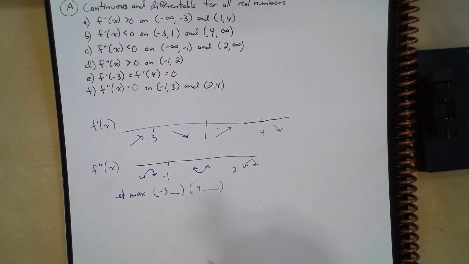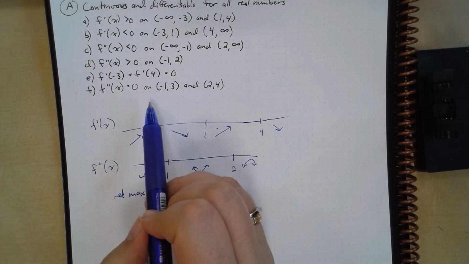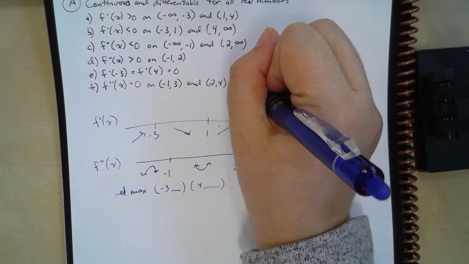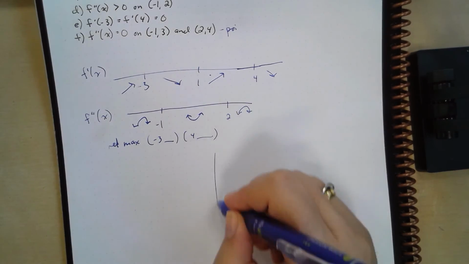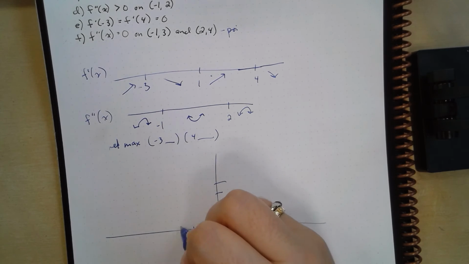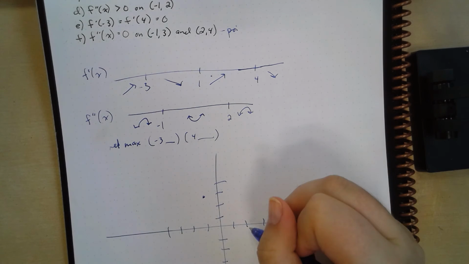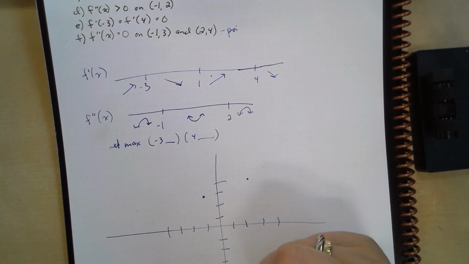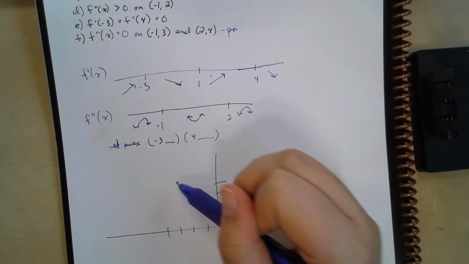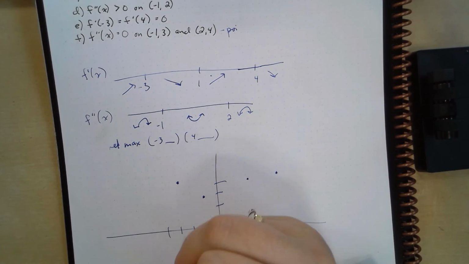And then f double prime is equal to 0 at negative 1, and 2, so those are going to be our points of inflection, right? So let's draw this. 1, 2, 3, 4. At negative 1 we've got a point of inflection. At 2 we've got a point of inflection. At negative 3 something, we've got a relative maximum, and at 4 something, we've got a relative maximum. And then we can just draw this, okay?